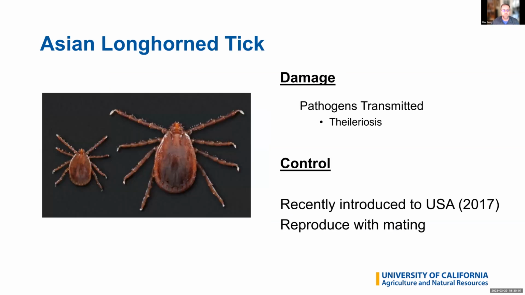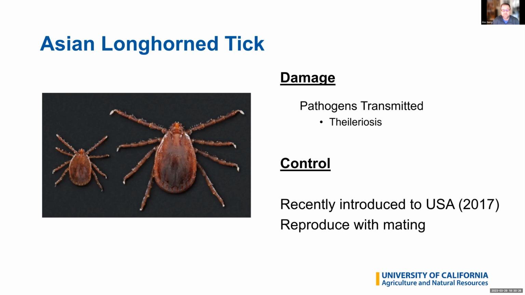I want to bring up one last tick, or I want to discuss one last tick very quickly, and that's called the Asian longhorn tick. The reason I want to bring up this tick is that it was just recently introduced to the United States. In 2017, we found the first of these ticks on the East Coast.